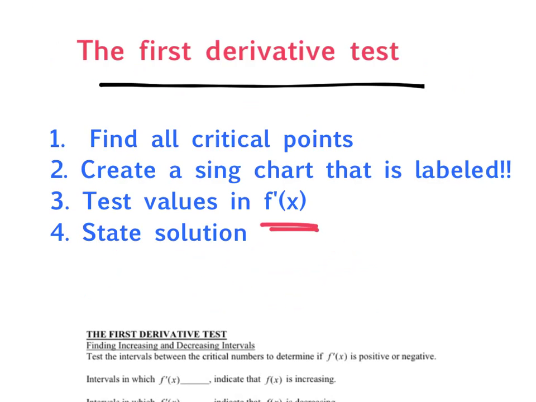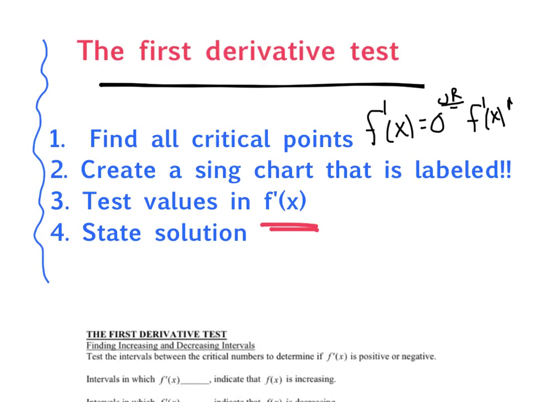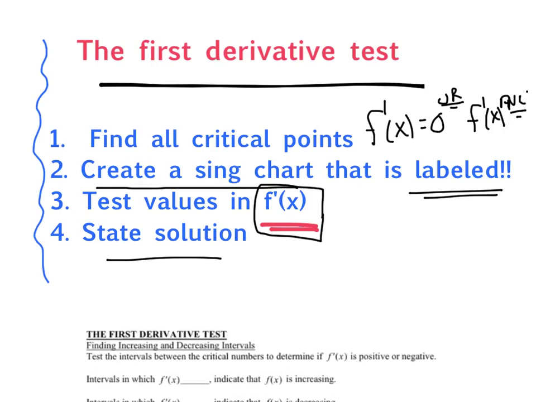Now we're going to get into what we call the first derivative test. So here are the rules. Again, these should all be in your notebook. Let's get them in nice and neat. Pause it if you need to. Step 1, find all the critical points. Well, that's pretty straightforward. That's what we just did. That's when f prime of x equals 0, or, don't miss the second part, f prime of x does not exist. Make sure there's 2 things there. Then we're going to create what we call a sign chart that is labeled. If you've taken your pre-calc before, this is the way we're going to do it this year for the AP. 3, test all values in f prime of x. And 4, state your solution.